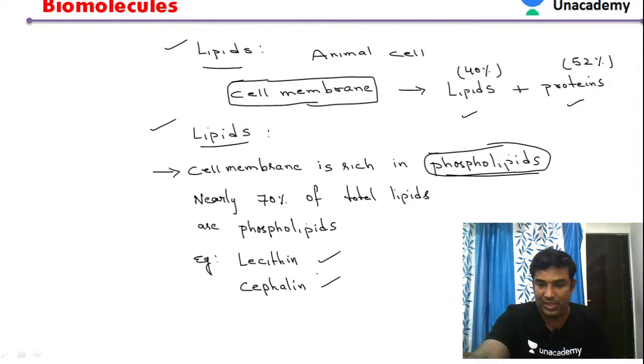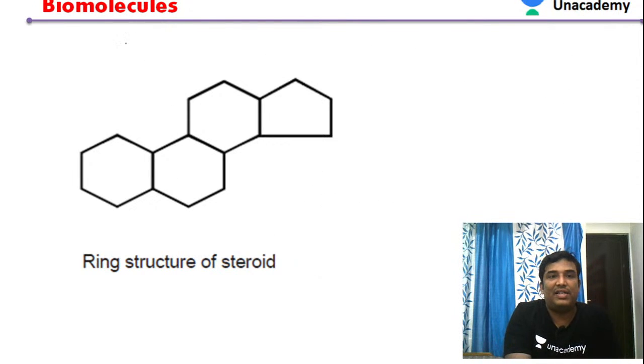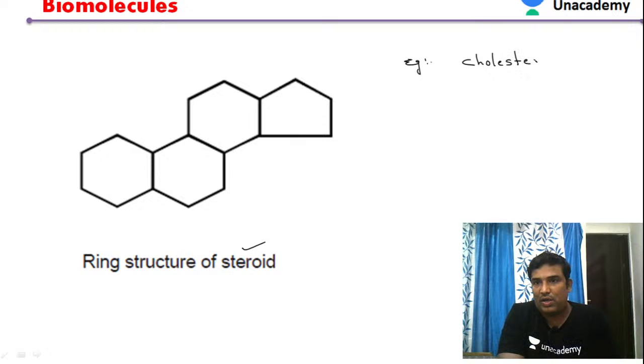Okay, let's continue, students. Then there is another type of lipid which is ring-like. The ring-like structure is a steroid. The best example of steroids is cholesterol. Cholesterol is a ring-like lipid, a lipid with a ring structure.